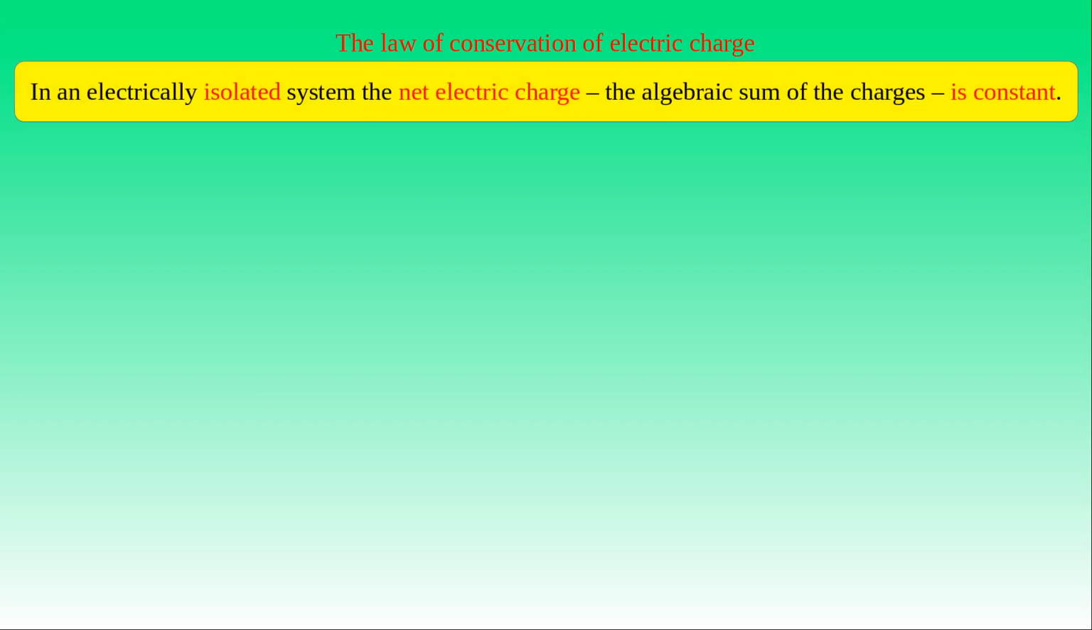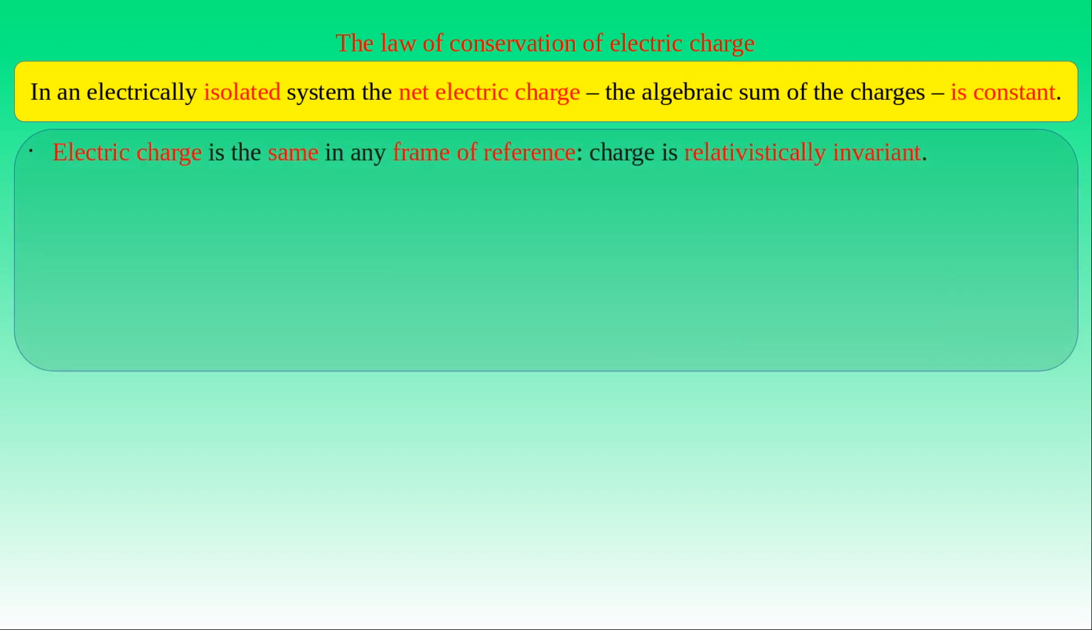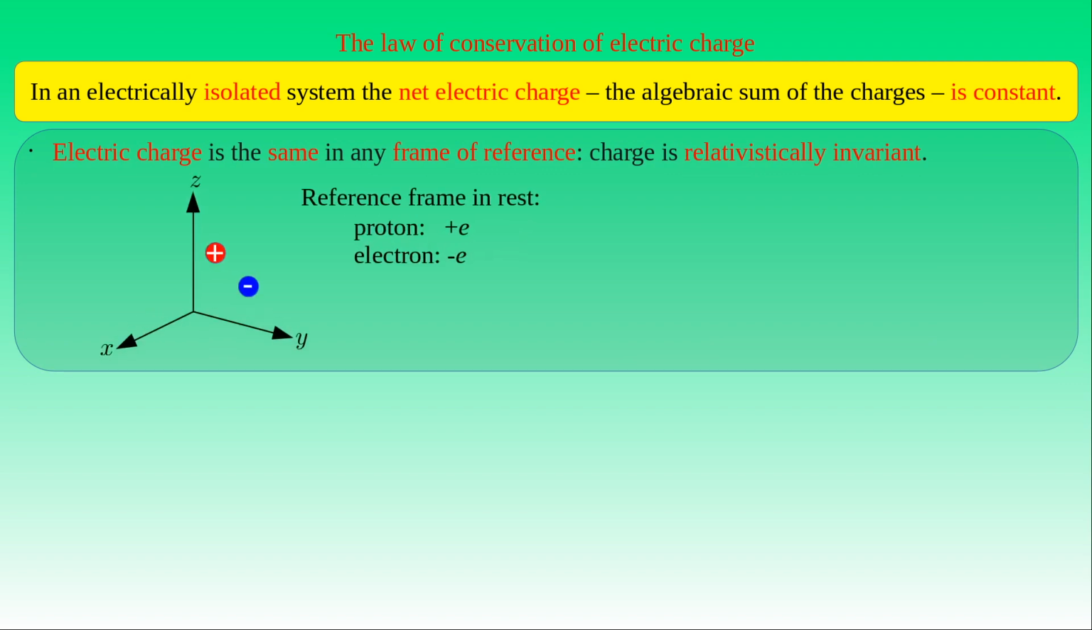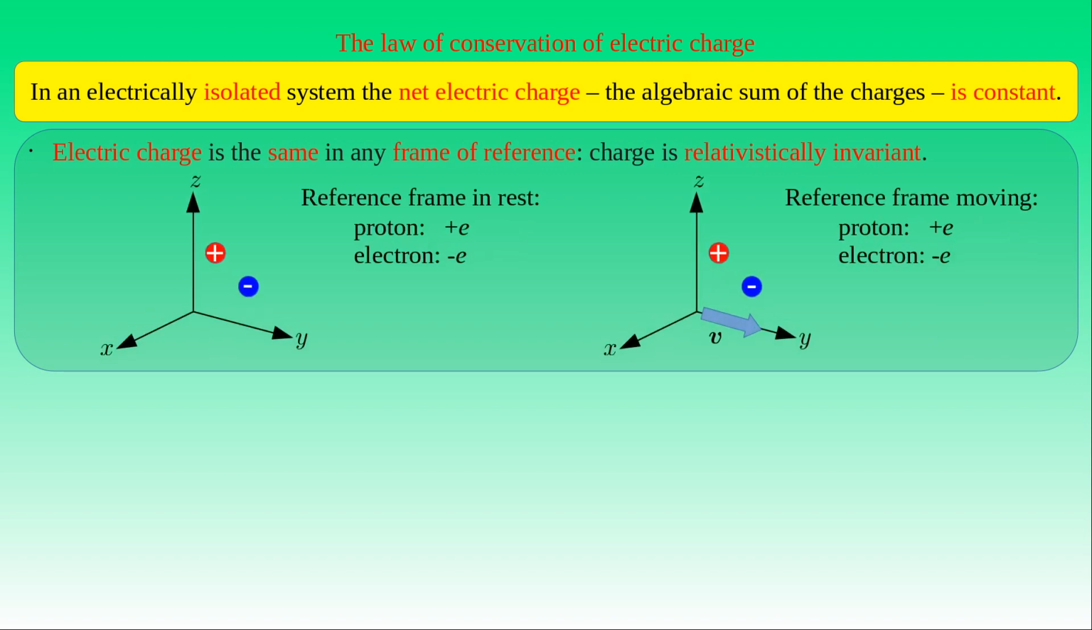All these phenomena verify the law of conservation of electric charge, which states that the net charge, that is the algebraic sum of the charges, is constant in any electrically isolated system. We also note that electric charge is relativistically invariant, that is, the amount of charge is the same in any frame of reference, no matter if the frame is at rest or in motion.